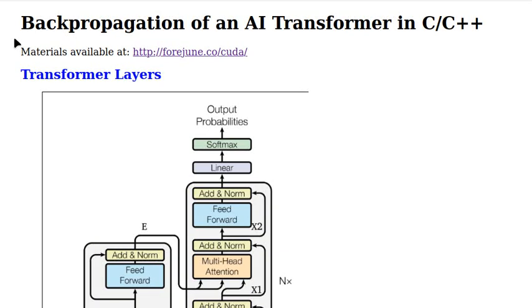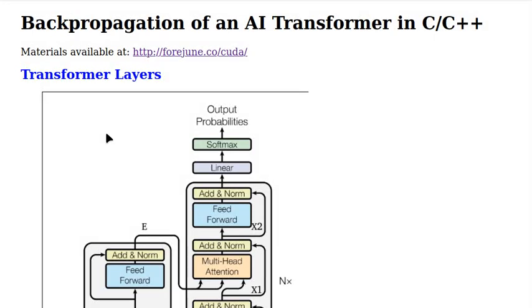In this video, we'll discuss the backpropagation of an AI transformer in C++. In the previous videos, we have discussed the transformer architecture and the implementations of the encoder and decoder in C++.